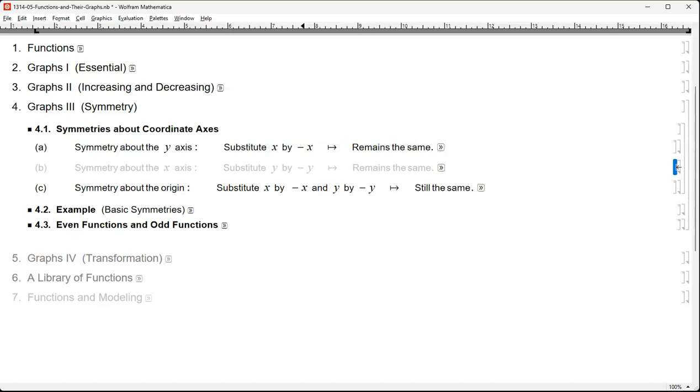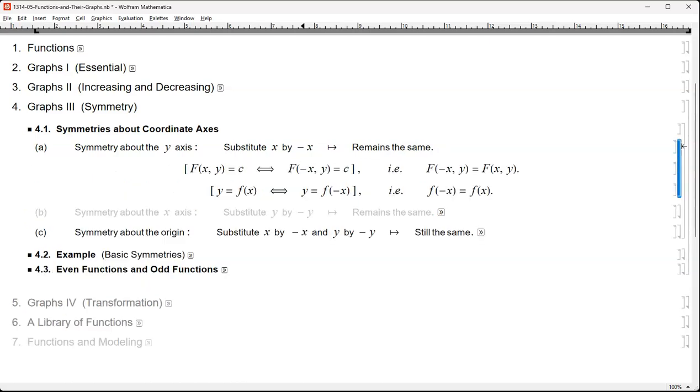Part C is important too. Symmetry about the origin: substitute x by negative x and y by negative y, both of them, and simplify. Is it still the same? Then it's symmetric about the origin. A and C are important, B is not. Well, in lesson 4 all three were important, but here we have only symbolic expressions, so it's really hard to see what is going on with these.